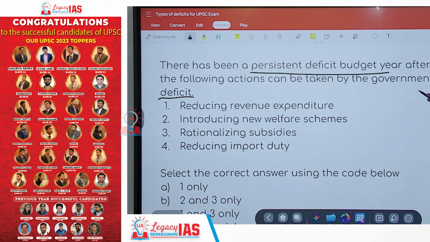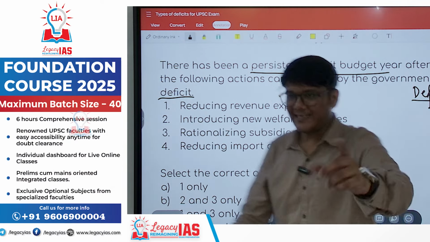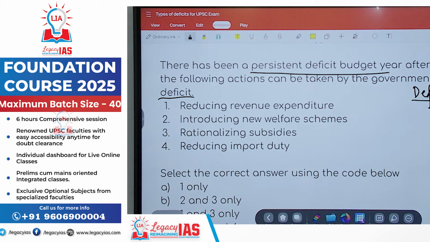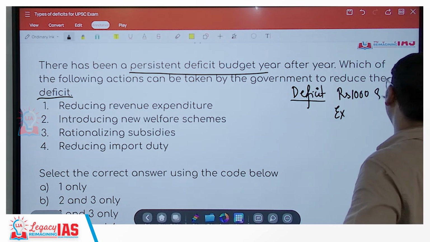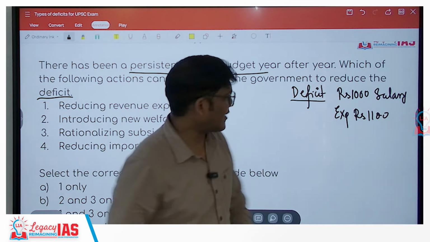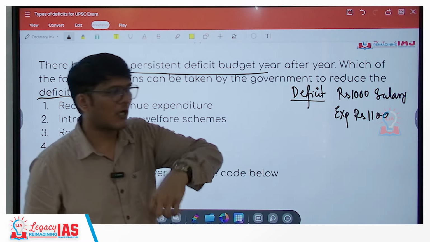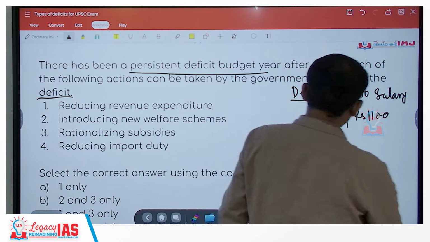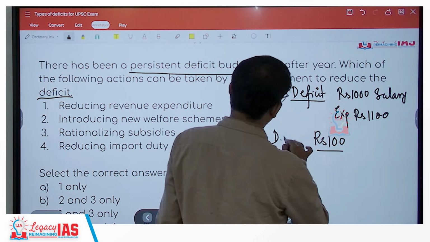Now, what is a deficit? Deficit is the shortcoming. Let's say that your salary is rupees 1000 and your expenses are rupees 1100. If your salary is 1000 and expenses is 1100, how much amount are you short by? You are short by rupees 100. So this rupees 100 becomes the deficit.